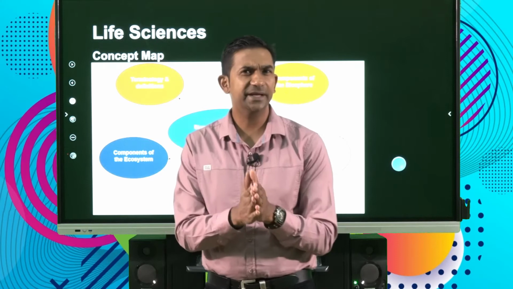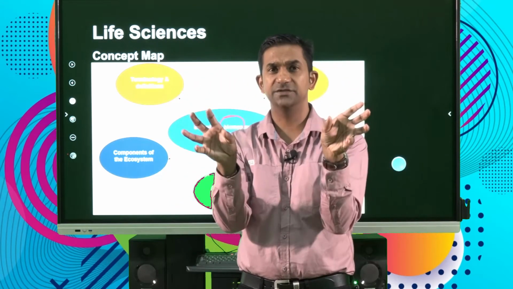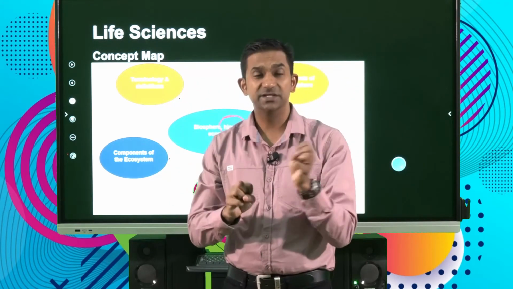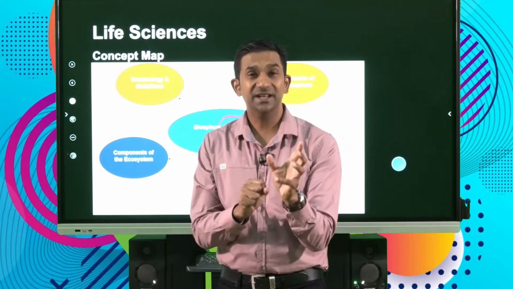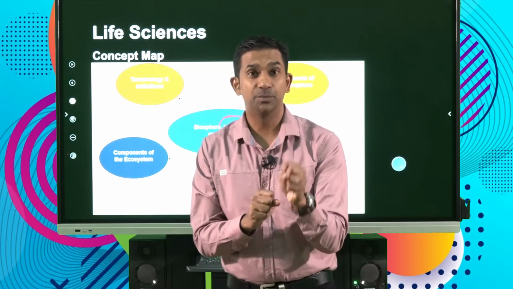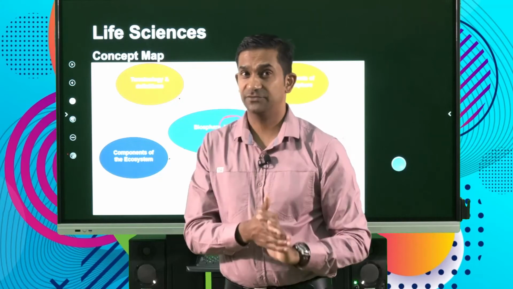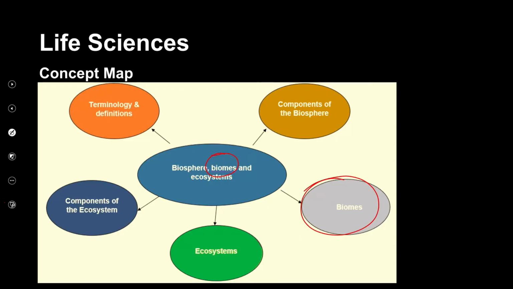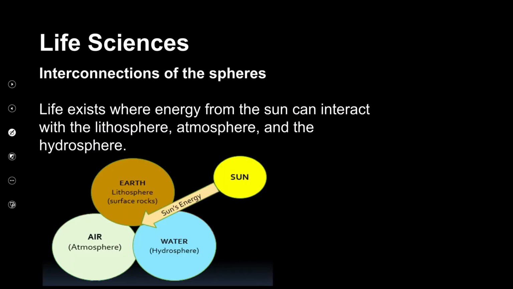It's important that we recognize that as we start breaking up biospheres, we know that a biosphere contains many biomes. Let's try and understand the context of a biome and its importance. And how do we recognize different biomes in South Africa? So it's important before we get into that to understand that there is an interconnection between the spheres of life. So what do I mean by that?